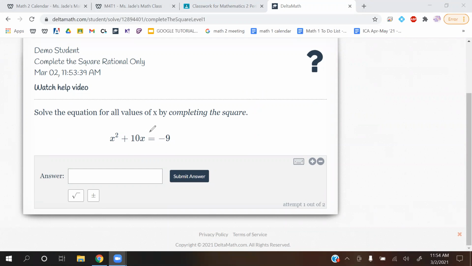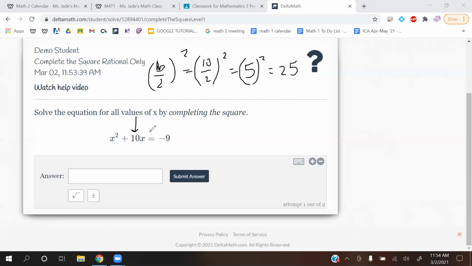Now we can figure out what we want to add to both sides. Remember, we want to add b over 2 squared. And so what is our b value? Our b value is 10. And then what is 10 divided by 2? That is 5. And what is 5 squared? That is 25. So what are we adding to both sides? 25. And let's do that.